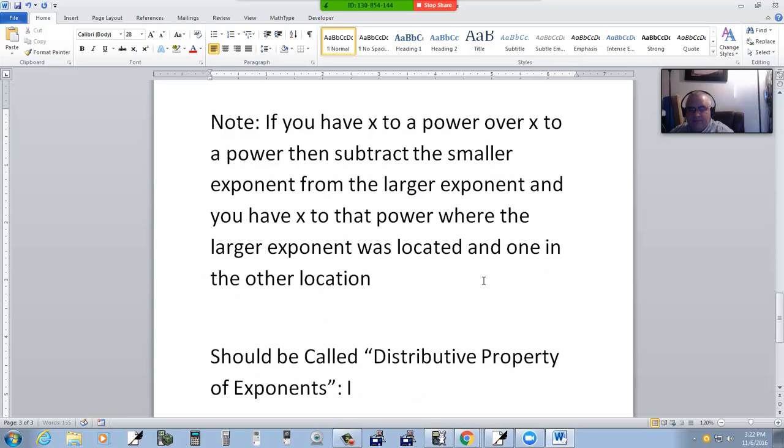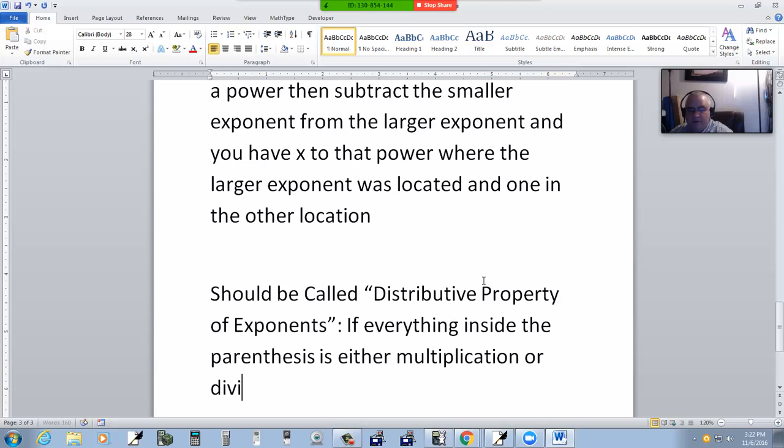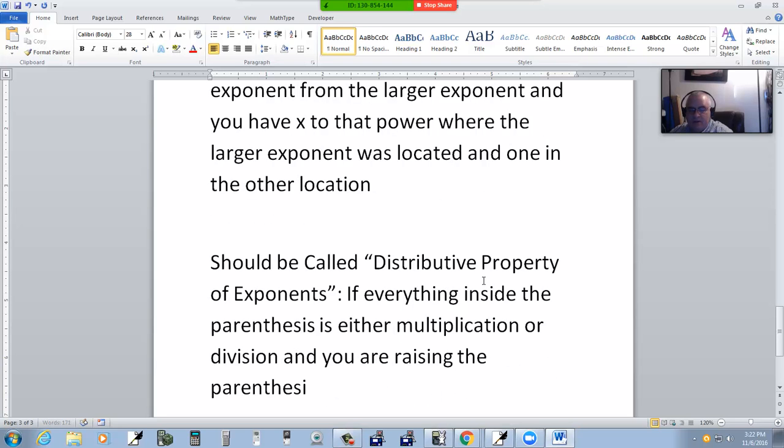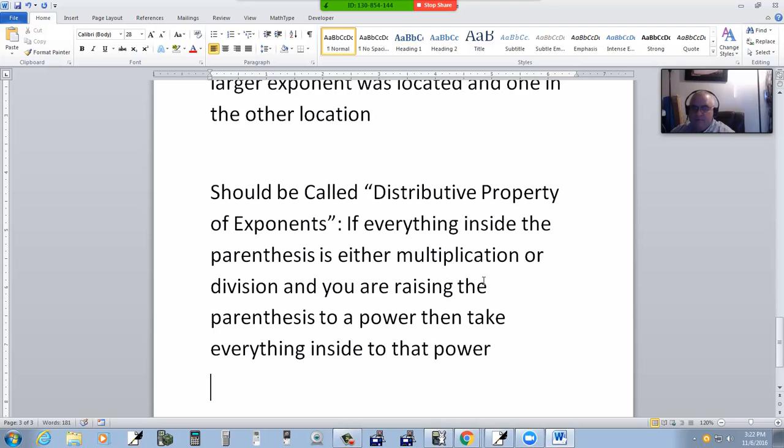And it says if everything inside the parentheses is either multiplication or division, and you're raising the parentheses to a power, then take everything inside to that power. It's not actually called a distributive property of exponents, but it figures in the same way.